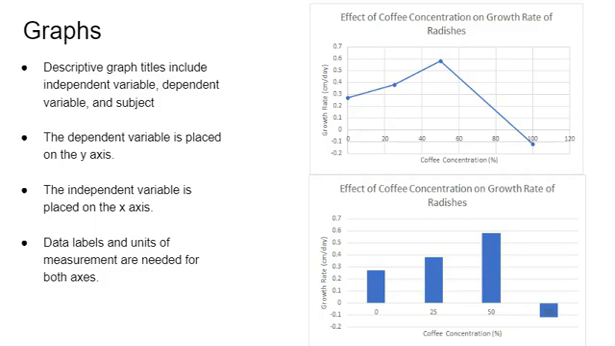The independent variable, what is changed or manipulated, always goes on the horizontal x-axis. But both the y and the x-axis have data labels, and they both have units of measurement.